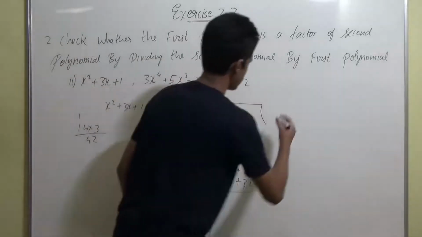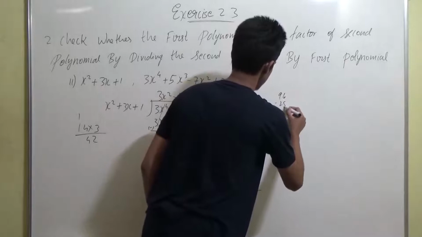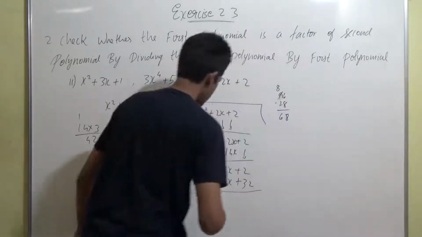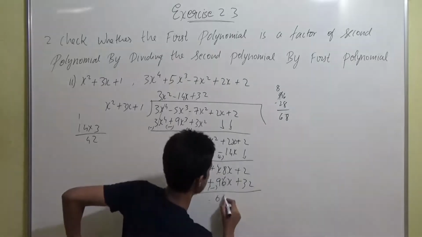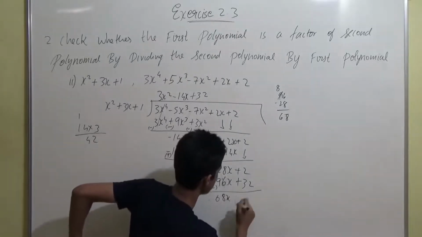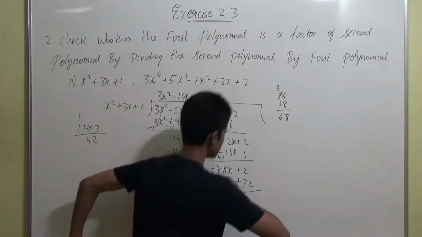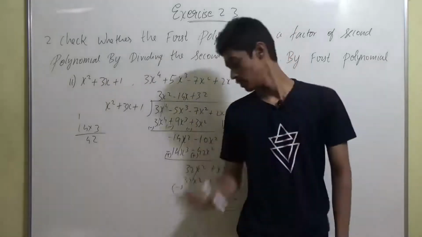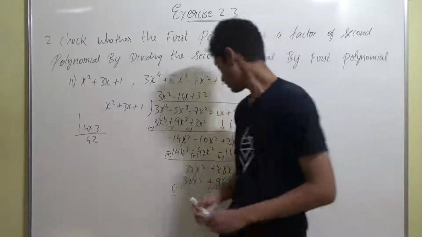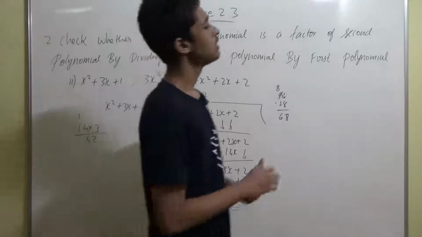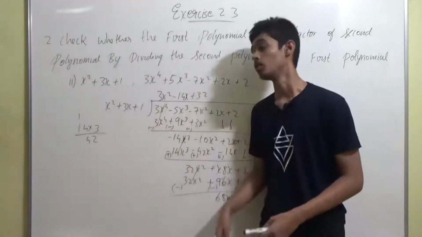So let's do it this way. 28, so it is minus 68x minus 30. So the remainder, if you see guys, we are going to get minus 68x and minus 30, which means the remainder is not 0, which means the first polynomial is not a factor of the second polynomial.